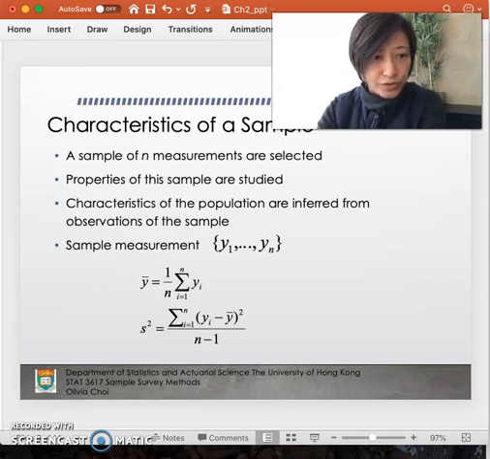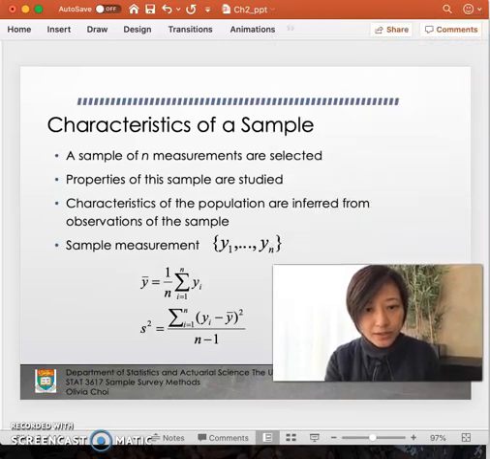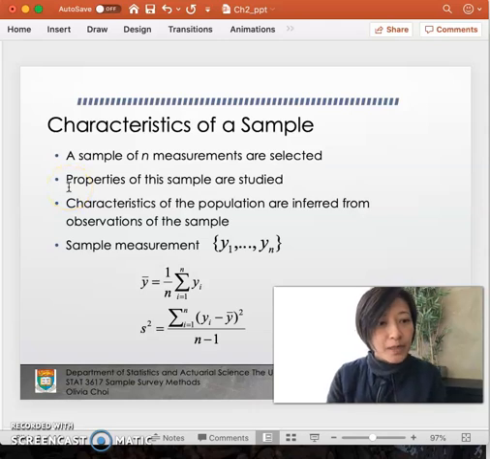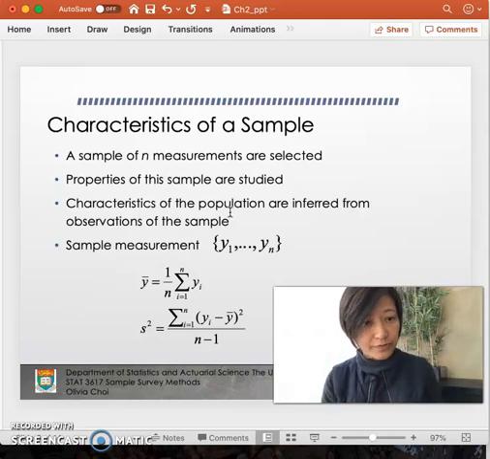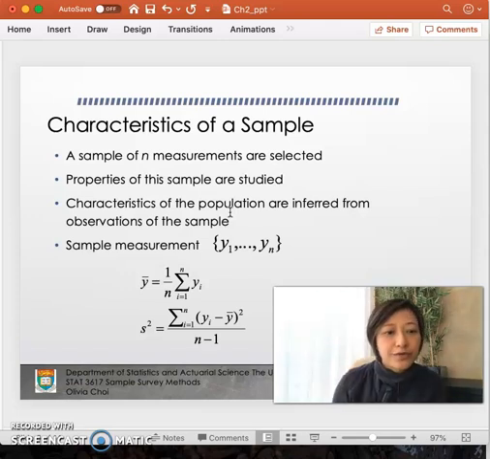Then comes the sample survey. Since we can't do a census all the time, we cannot collect all the data from the population most of the time. Then we can only select a sample and look at the parameters of the sample to estimate the population. For example, we select a sample of size n, little n measurements, and we look at the sample. We use the sample mean to describe the population mean, as we use the sample variance to describe the population variance. So the characteristics of the population would be inferred from the sample.